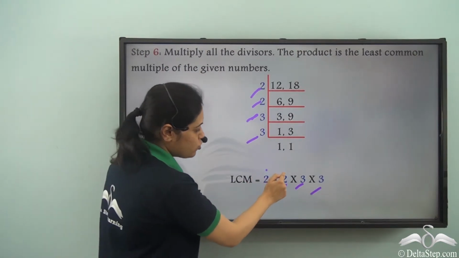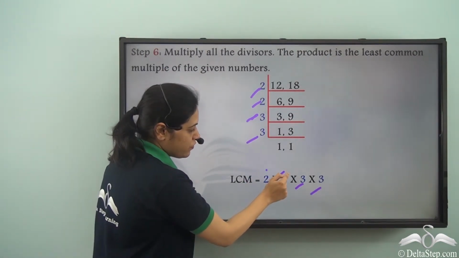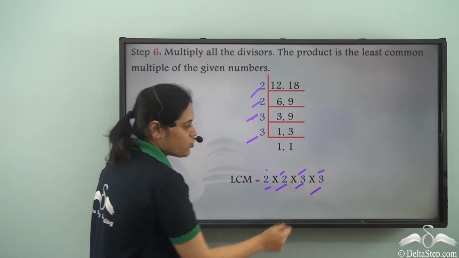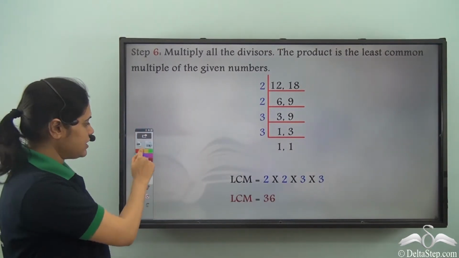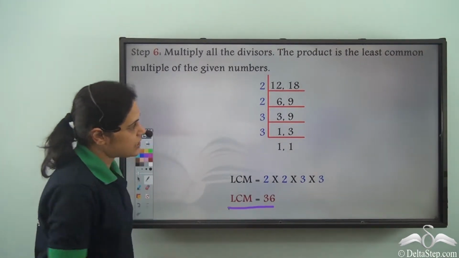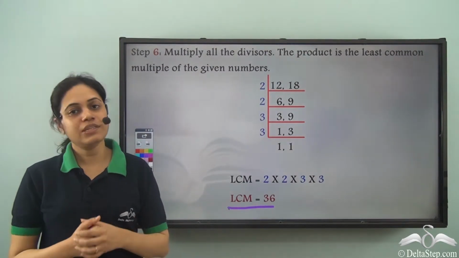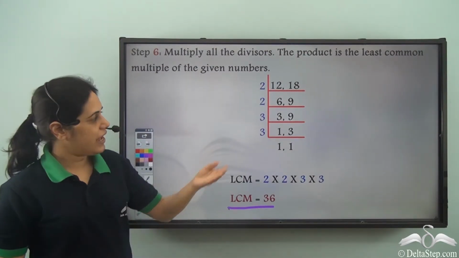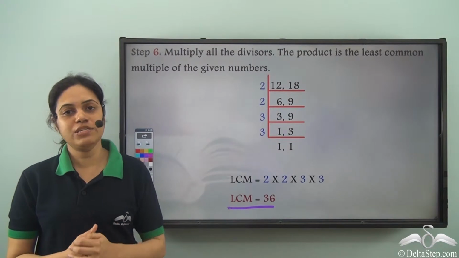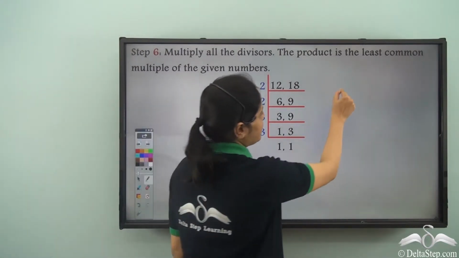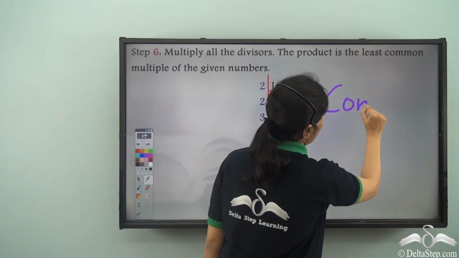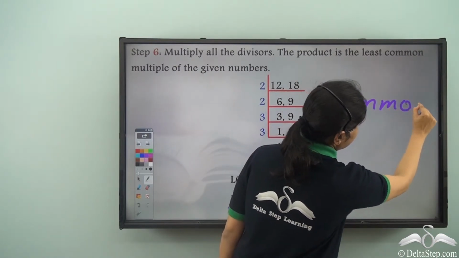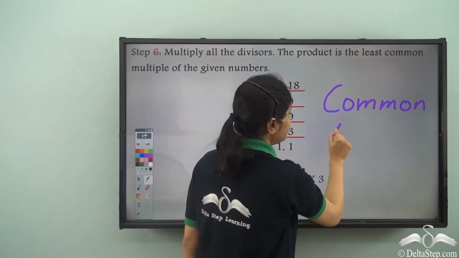So 2 into 2 is 4. 4 into 3 is 12. And 12 into 3 is 36. So the LCM of 12 and 18 is 36. And we have found it by the common division method. This method is called the common division method.